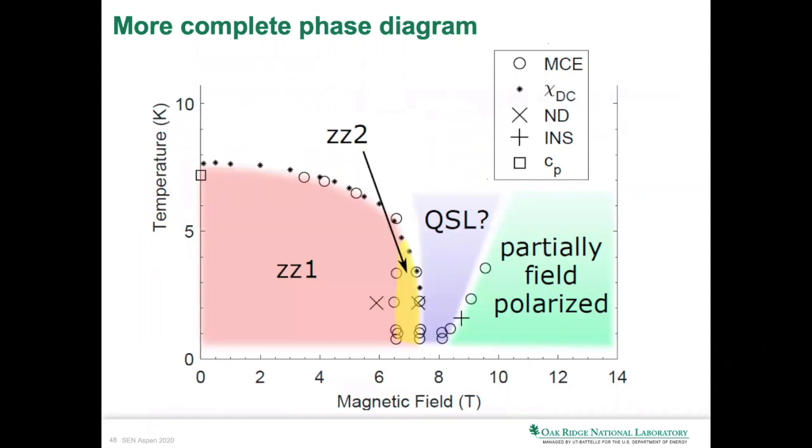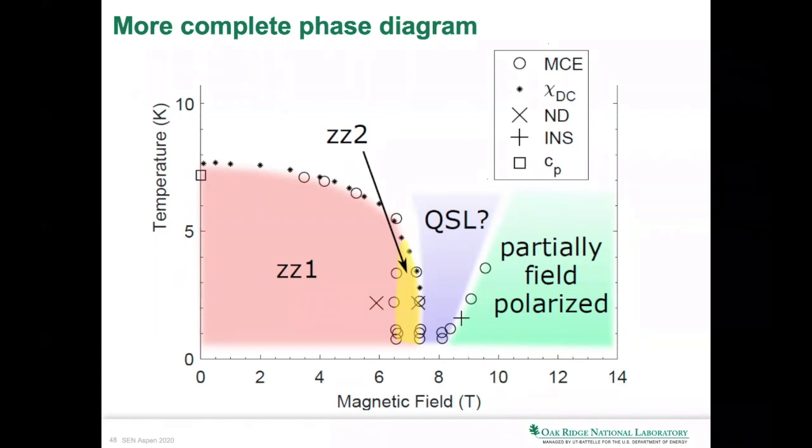So here's field, here's temperature. This is the zigzag phase, the primary one. This little pocket in here is the other zigzag phase that I mentioned. And in this regime, we see no sign of order. And then out here, we see it partially field polarized. And in fact, this sort of intermediate phase where we don't see any sign of order and we just see the continuum, it does seem to correspond to where Matsuda and Kasahara et al. see their plateau.